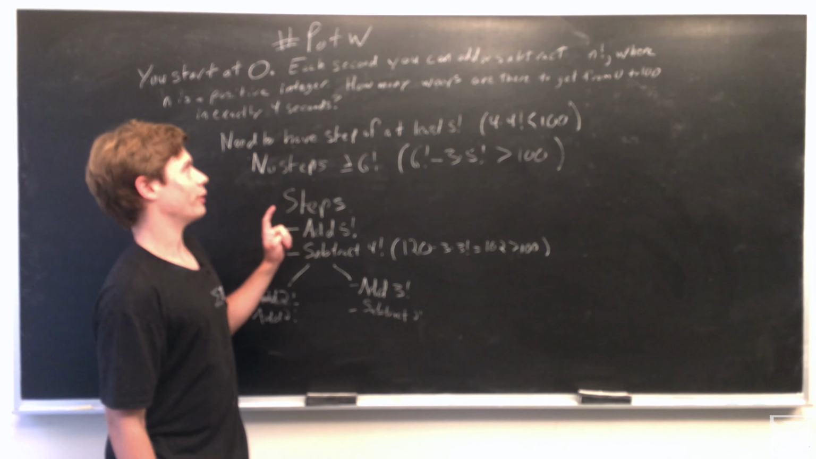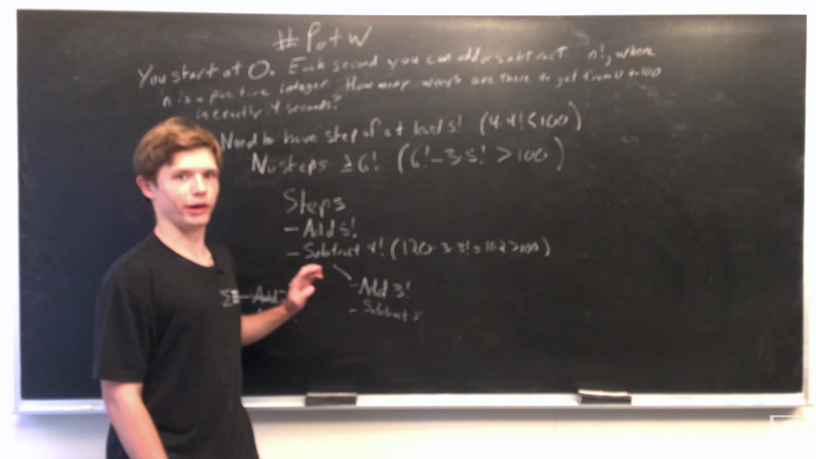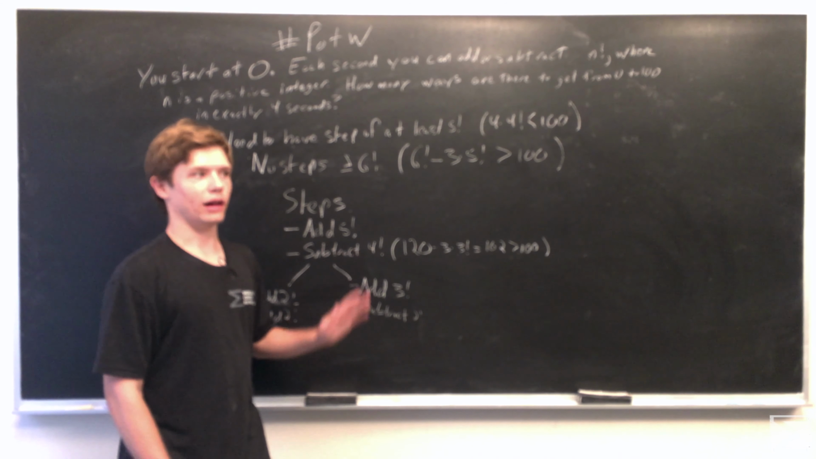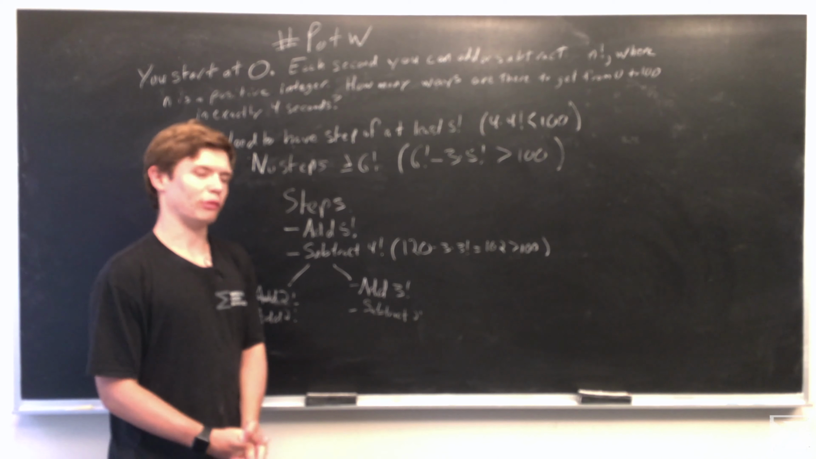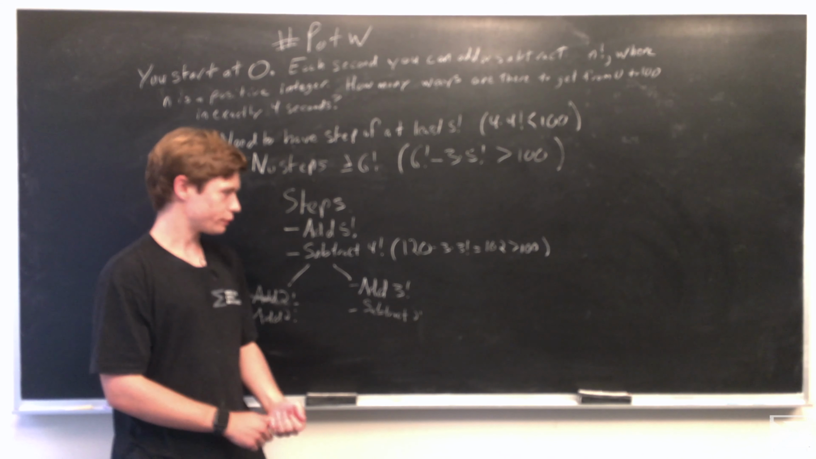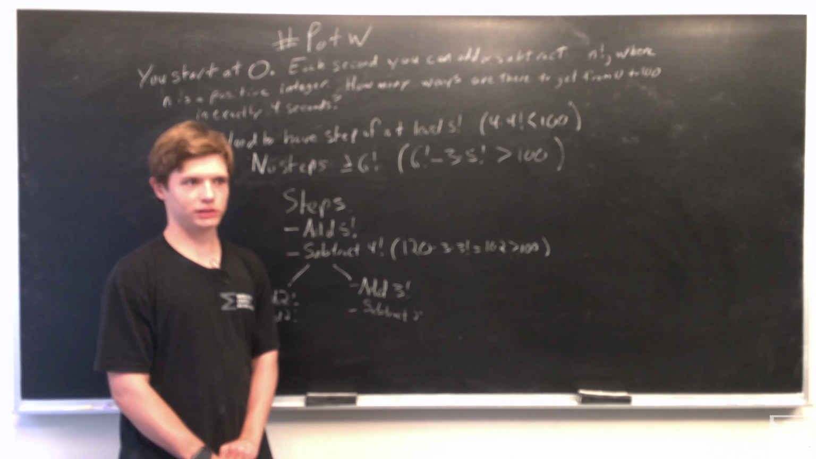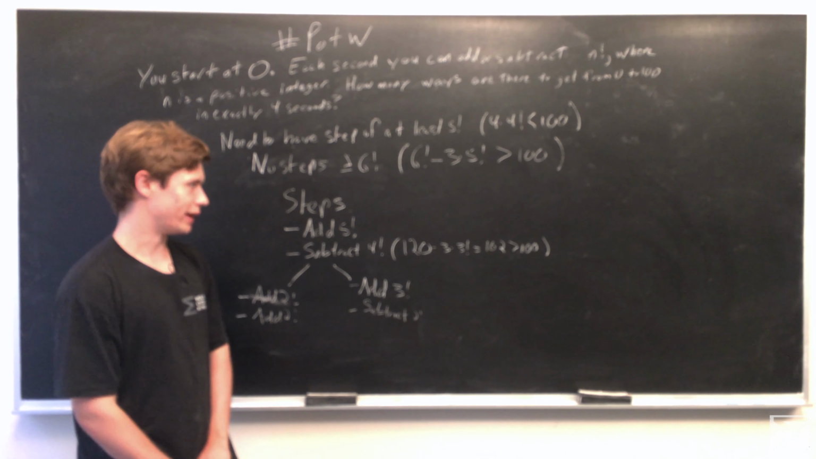And now we need to figure out how many ways we can arrange these steps in order to get to 100. So for now, it's just counting the number of ways we can do it. There are 2 cases. Each of them has 4 steps. They can go in any order. And so now we'll count them.